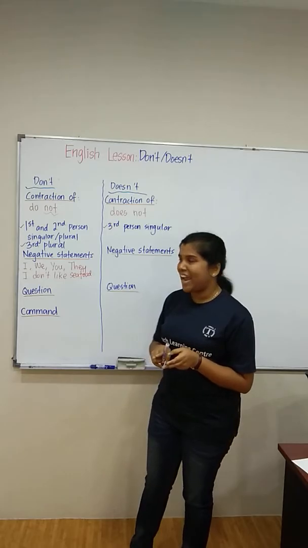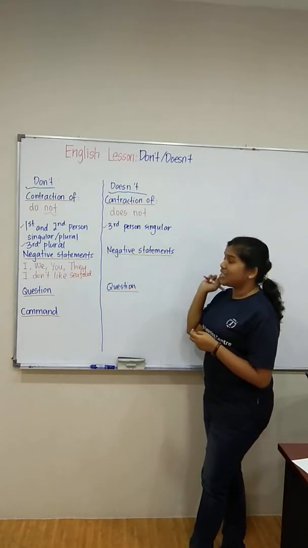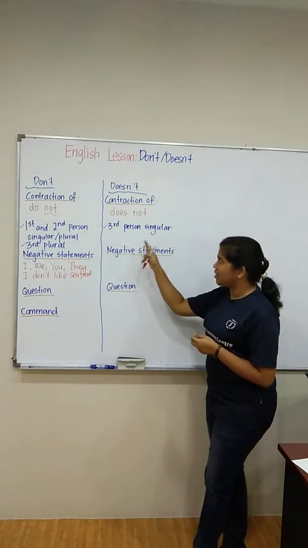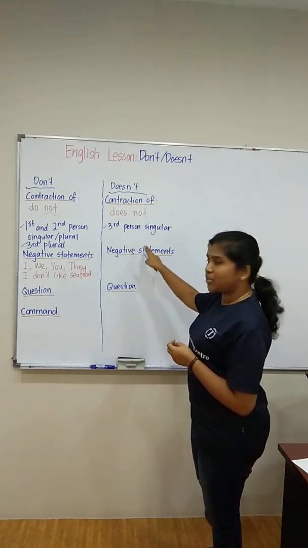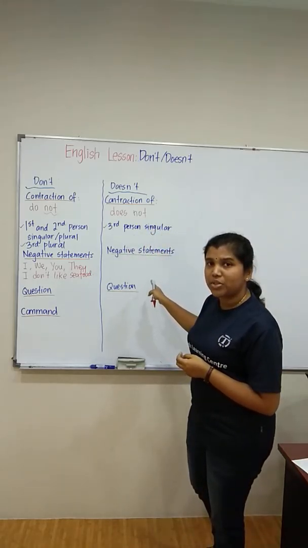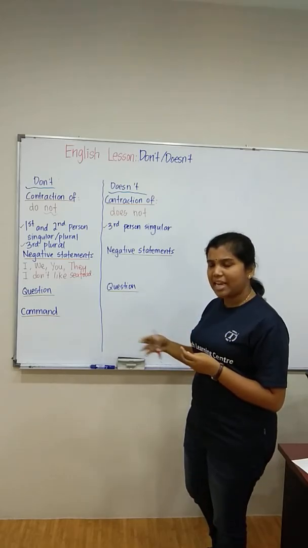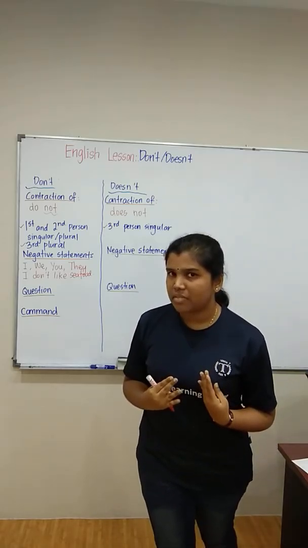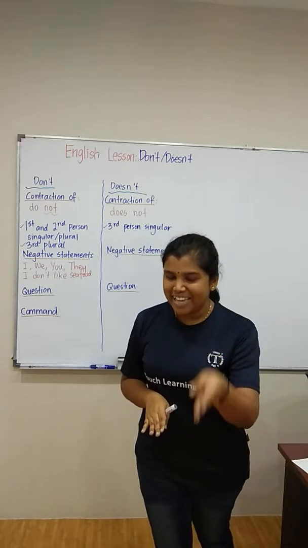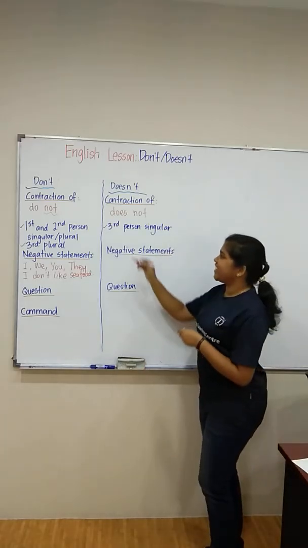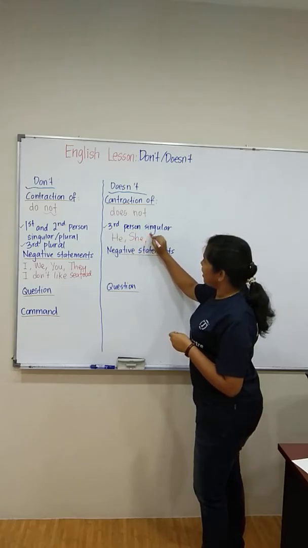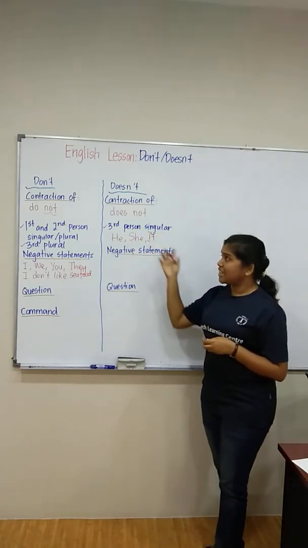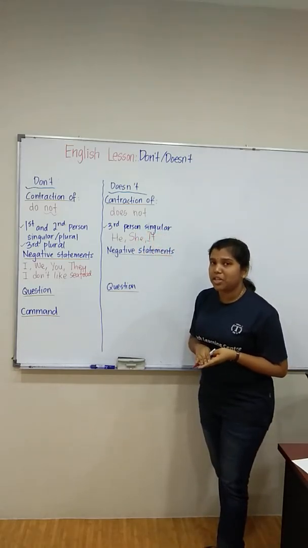But on the other hand, let's look at our doesn't. Something very simple here. You can only use doesn't with our third person singular. So what is third person singular? Any ideas? I can't hear you. He, she, it. Correct. So we go with he, she, and it. These are our third person singular.